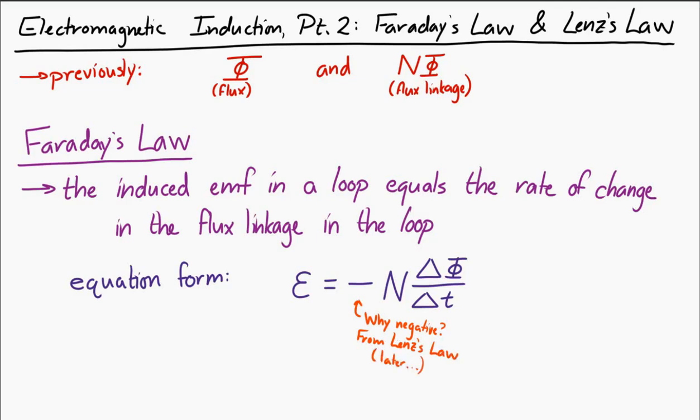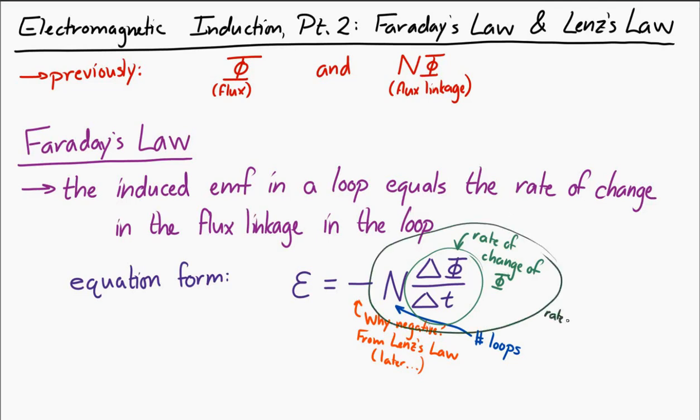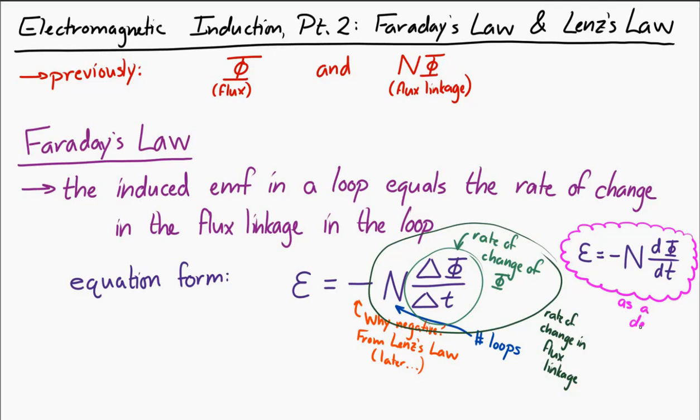N is the number of loops, and then this right here is the rate of change in the magnetic flux. So if we multiply by N, then we get the rate of change in the magnetic flux linkage. We could write this as a derivative if you wanted to, but in IB physics we're going to avoid the derivatives when possible, so we'll keep it with the deltas.